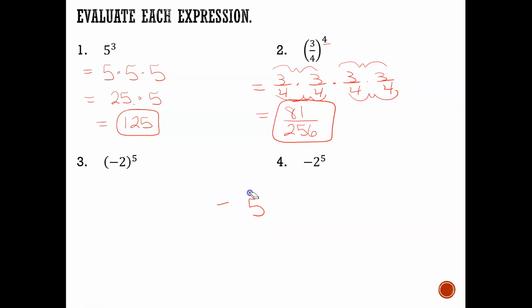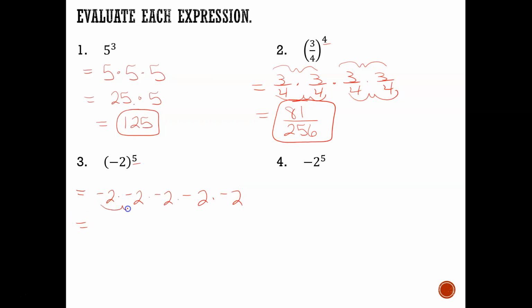Number 3, we have an example with a negative base. So, because there are parentheses around that negative value, then the negative gets repeated along with the 2 5 times. So we're going to write 5 negative 2's. Now let's go ahead and start multiplying those.